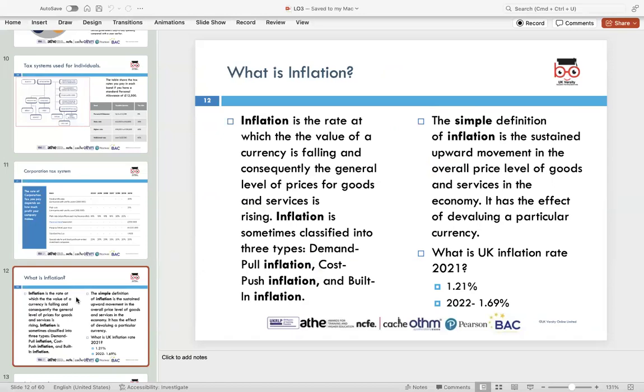Then what is inflation? Have you got any idea about inflation? Any comments? According to the definition, inflation is the rate at which the value of a currency is decreasing, which results in an overall increase in the prices of goods and services.